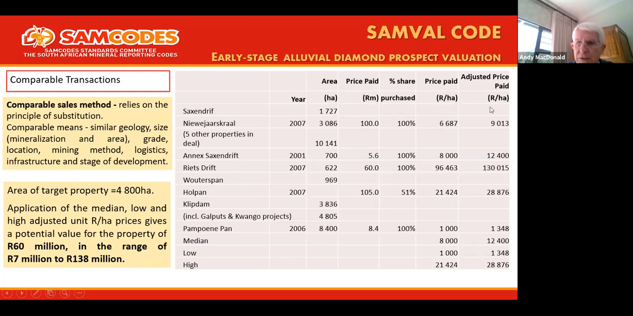And that's the purpose of getting to an adjusted price. From these statistics, I've taken the median, which is not the average, it's the number that sits in the middle of the distribution, and then the low and the high. Applying the adjusted values to the area, I then get median, low, and high adjusted rand per hectare prices. I get a potential value for the property of 60 million in the range of 7 to 138. Quite a lot higher than what we've seen previously, but again, we'll talk about that shortly.